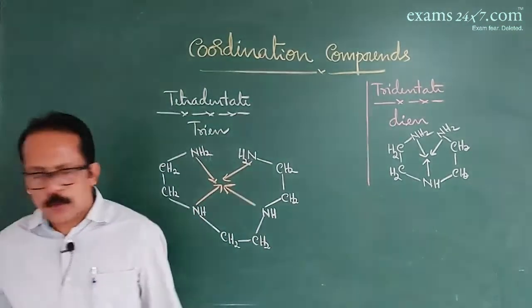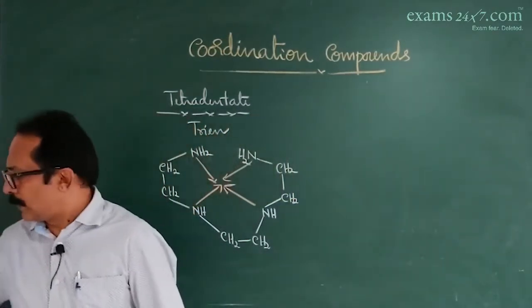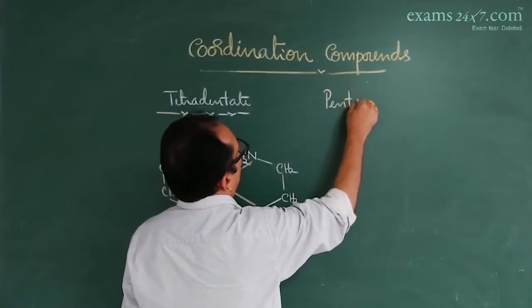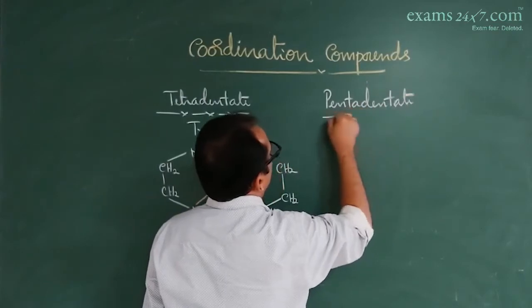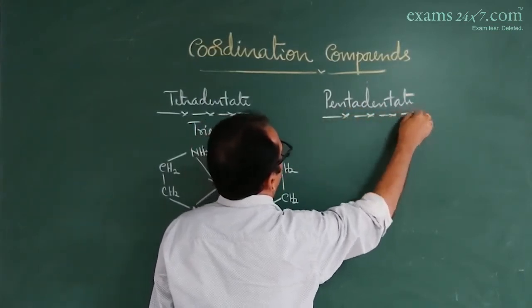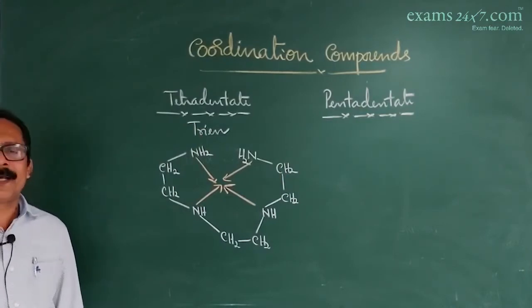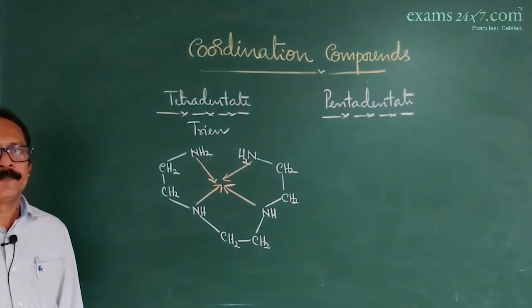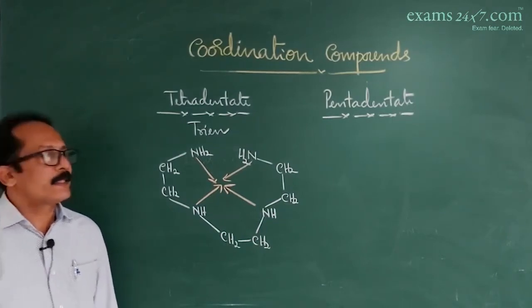All these come under polydentate. Similarly, we can go for pentadentate ligand. There are 5 donor atoms. An example for pentadentate is ethylene diamine triacetate ion.